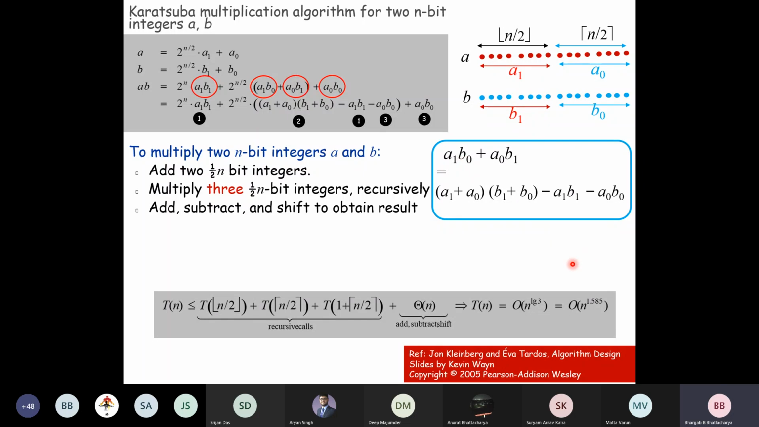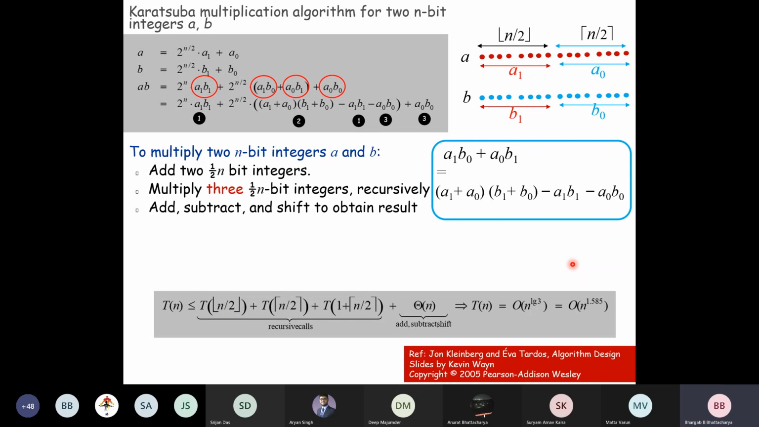This is a wonderful algorithm. It was solved by an undergrad student at the age of 23. And this disproves Kolmogorov's conjecture that multiplication cannot be done in less than n squared. In fact, it can. It is n to the power 1.585. This is a beautiful result and one of the fundamental results in the history of multiplication algorithms.